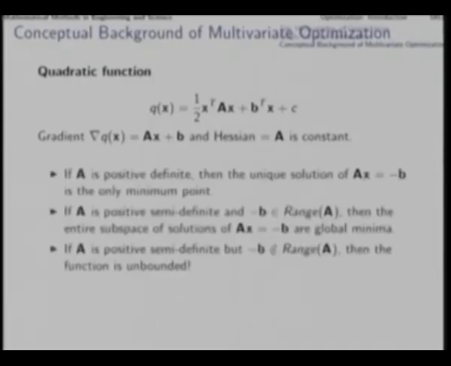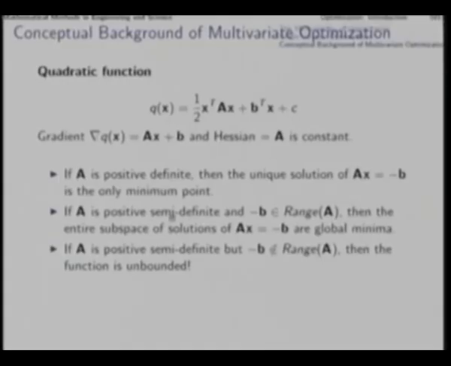Now, if A is positive definite, then it is non-singular as well, which means that Ax plus b equal to 0 will have a unique solution, Ax equal to minus b will have a unique solution, and that unique solution will satisfy the first order condition, gradient is 0, and the Hessian is positive definite anyway, that together will satisfy the sufficient condition for that particular point to be a local minimum, and since 0 gradient has that as the unique solution, that unique solution is the only minimum point of the function.